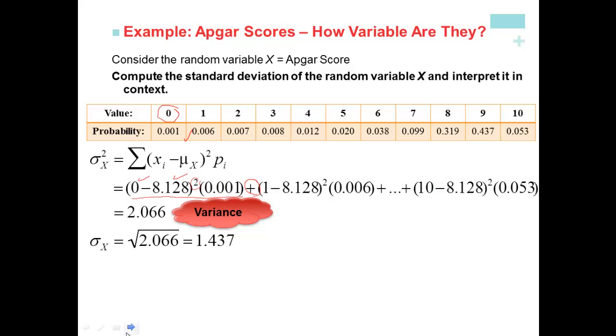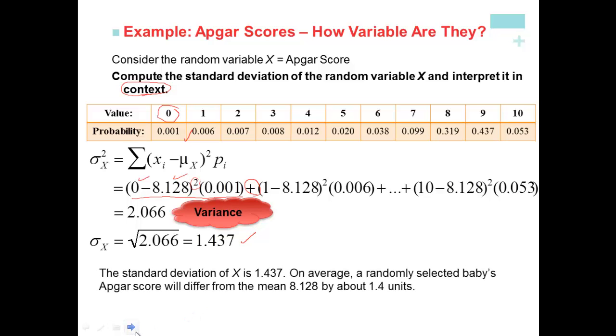which ends up being 1.437. Again, anytime you see in context, I need to relate it back to what the problem is dealing with. I can't just say the standard deviation is 1.437. So in context of the problem, I would say the standard deviation of x is 1.437. So what that means is, on average, when I randomly select a baby's APGAR score, it will differ from the mean by about 1.4 units.